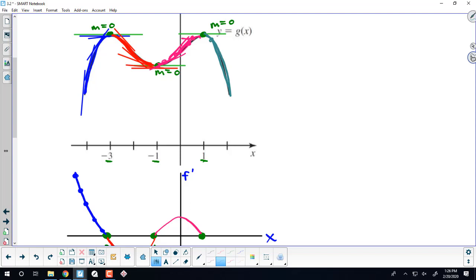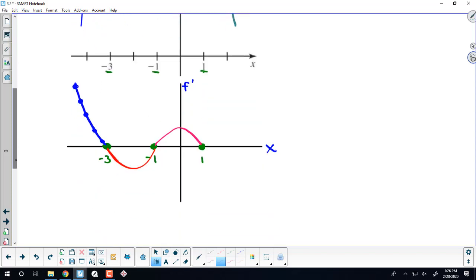Like at this point, the slope is negative. At this point, it's more negative. At this point, it's even more negative. So they start off slightly negative, but get more negative. So after this point, they start out slightly negative, but get more negative. So just something like that.